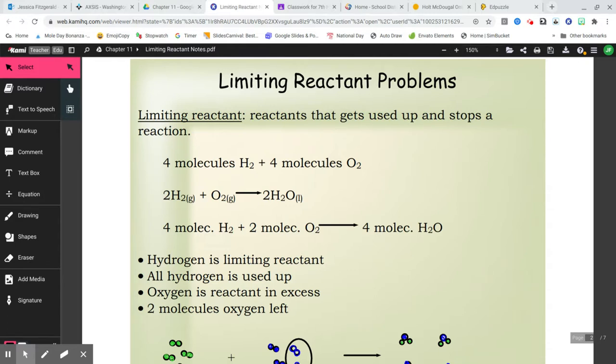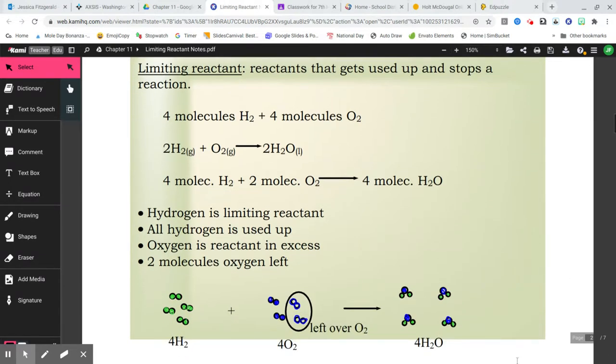So, in the chemical world, it would be really, really nice if we could see all of our atoms and molecules at the microscopic level, and it would make it so much easier and quicker to determine which one was your limiting reactant. So let's say we are working with four molecules of diatomic hydrogen and four molecules of diatomic oxygen. And this is our balanced equation. For the equation here, we have two molecules of diatomic hydrogen plus one molecule of diatomic oxygen would make two molecules of water.